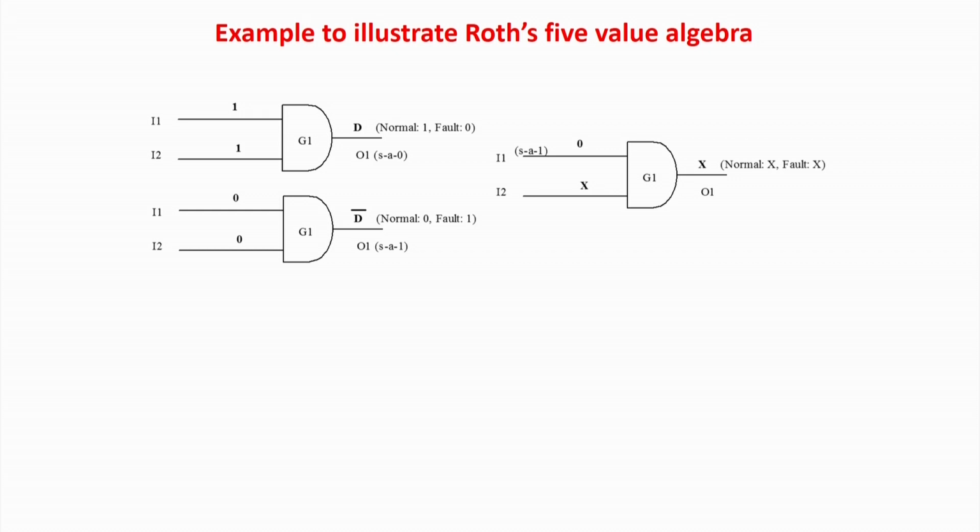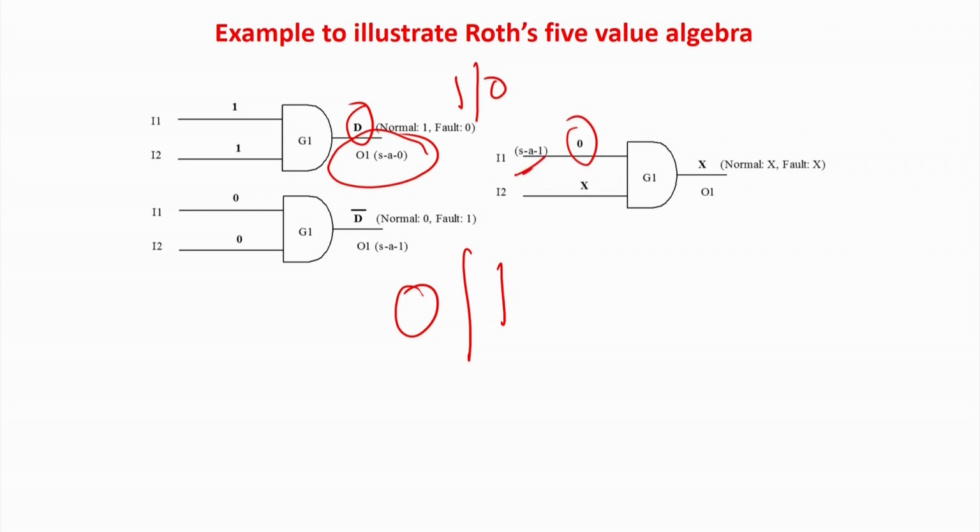This is what is shown: if the output has a stuck at 0 fault and I apply 1 1, in the normal case the answer will be 1 and in the faulty case the answer will be 0. That is the output of the AND gate, so we mark this as D. Similarly, if we apply 0 0 and the line is stuck at 1, the normal case answer is 0 and the faulty case is 1, so the answer is D prime. You can look at this slide. Maybe if you have an AND gate, one input is 0, a stuck at 1 fault is there, another input is X.